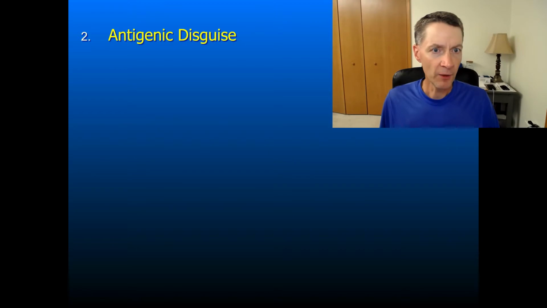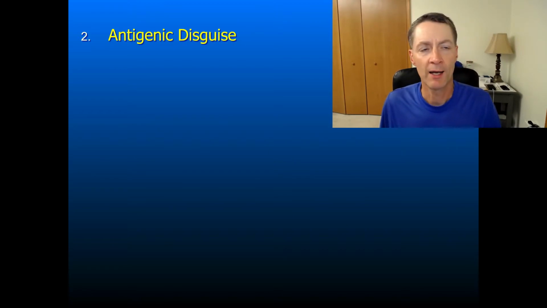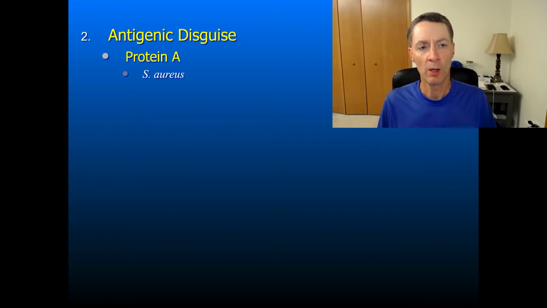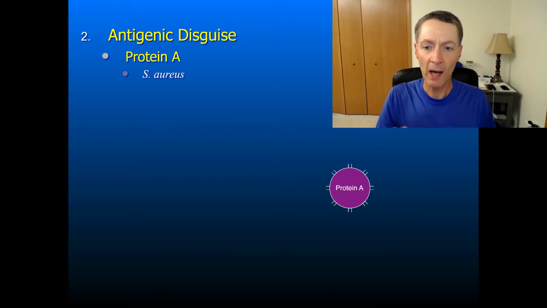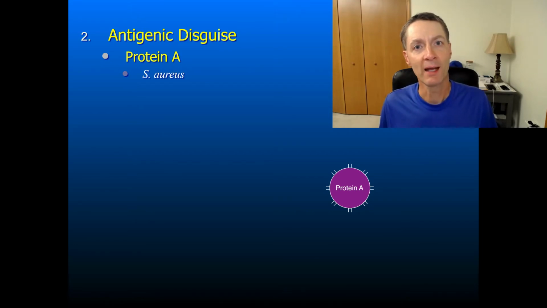All right, another really interesting one is antigenic disguise. So imagine this, right? You show up as a pathogen, but you dress up to look like just another host molecule, all right? Or part of the host. So one example would be protein A. Protein A exists on the surface of some cells, like Staph aureus, for example. And I have a little picture here of what it might look like. So here's an organism, a circular organism like Staphylococcus. And on its surface, you might have this protein A, they call it.